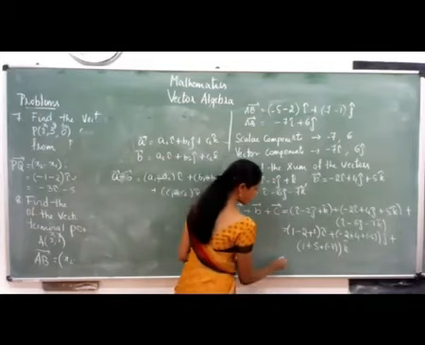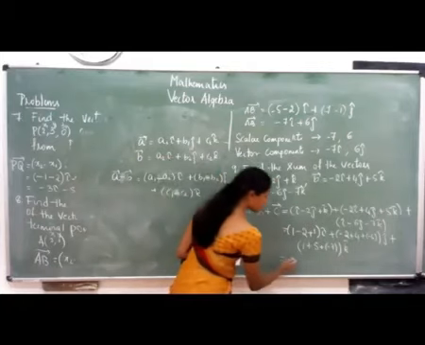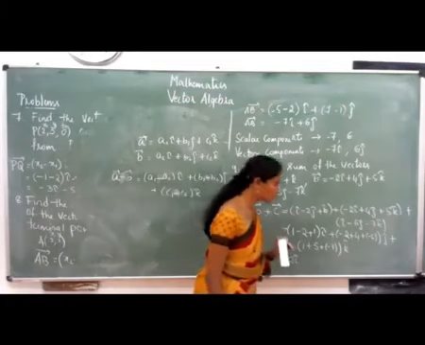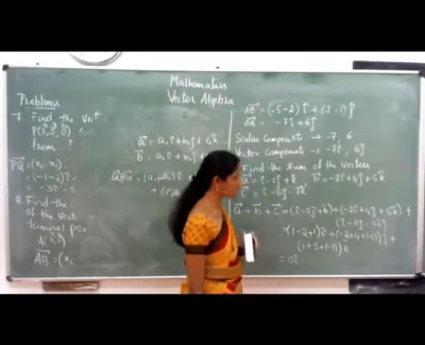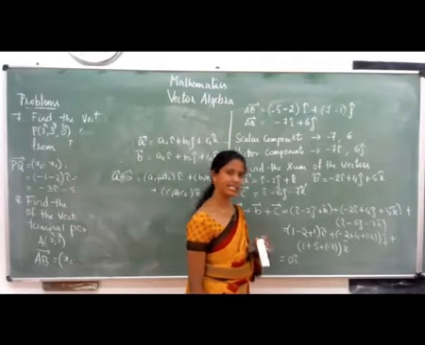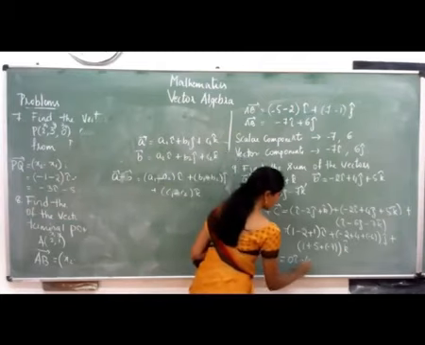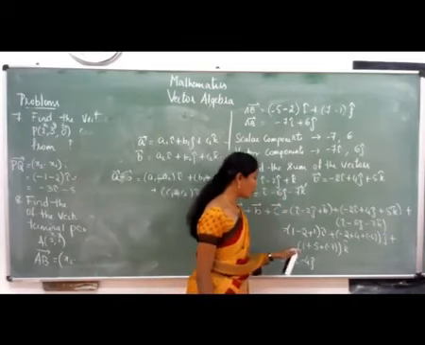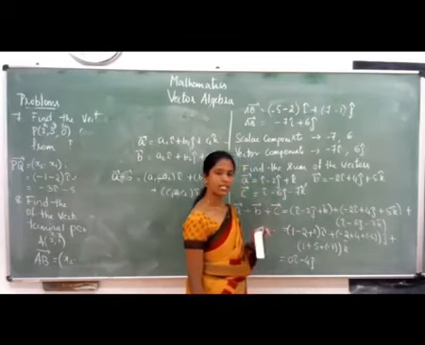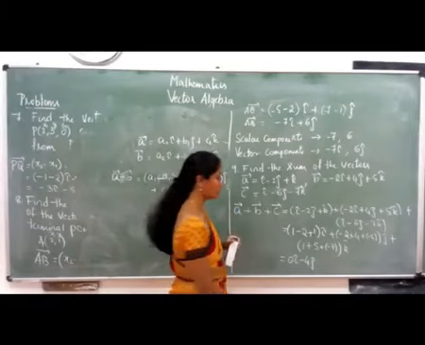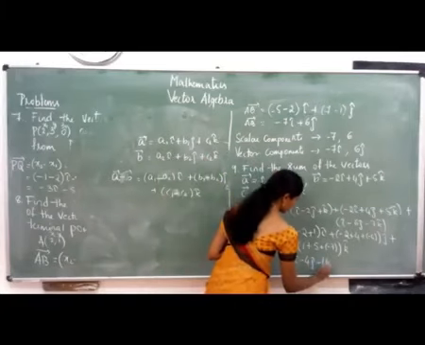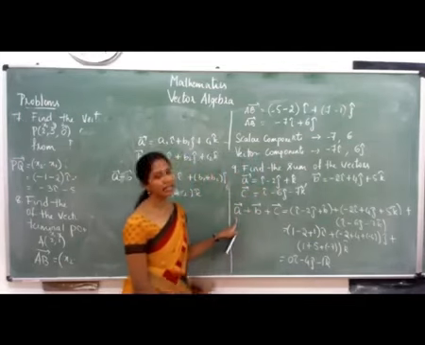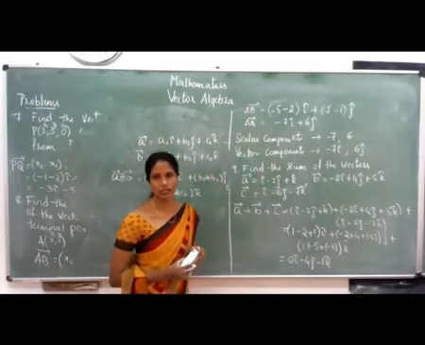So let us simplify. If you simplify, this becomes 0 I cap. Next you have minus 2 plus 4, that is plus 2, plus 2 minus 6, it will be equal to minus 4 j cap. Next you have 1 plus 5, 6, 6 minus 7, you'll get minus 1 k cap. So this was the value by adding the given three vectors.